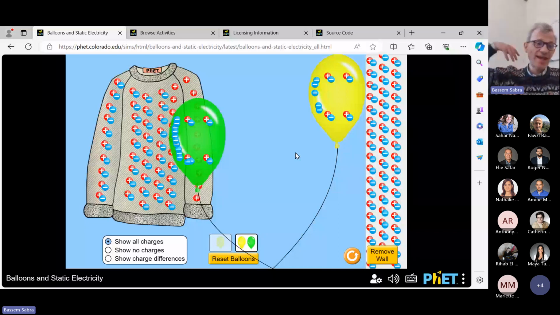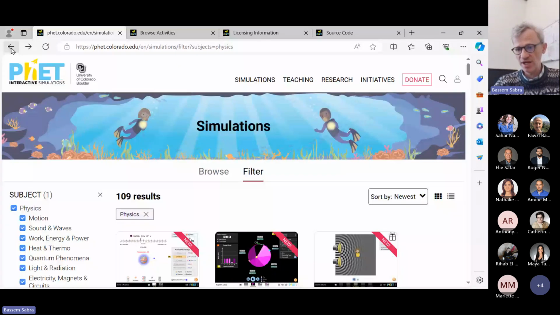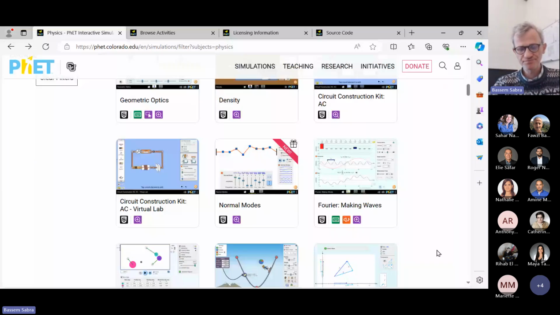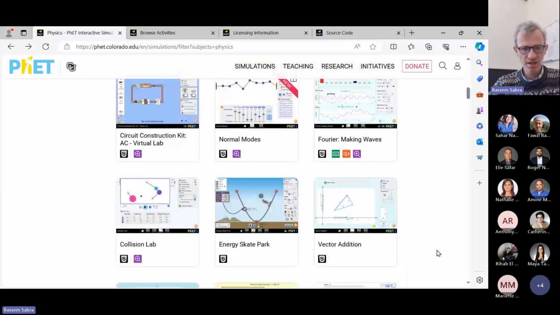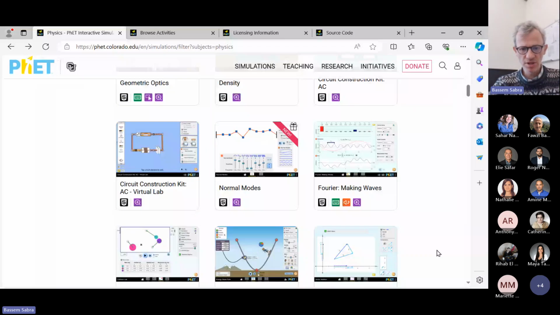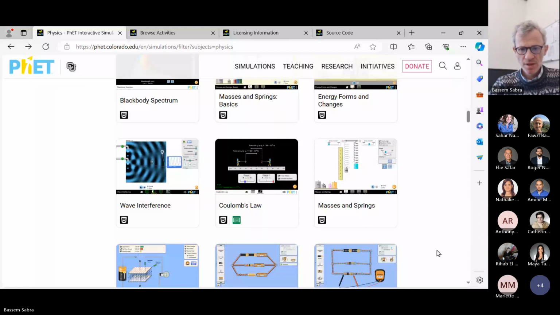I can even follow it up with, I mentioned Coulomb's law, sure enough, yes, there's a simulation for that, but I'm not going to go into it here. It's a Coulomb's law simulation.